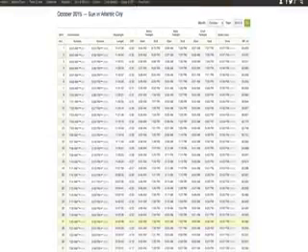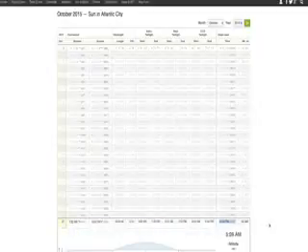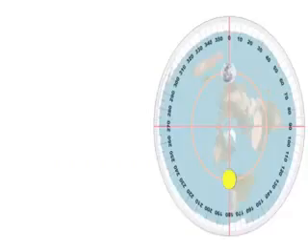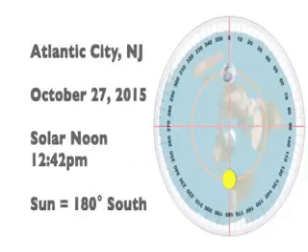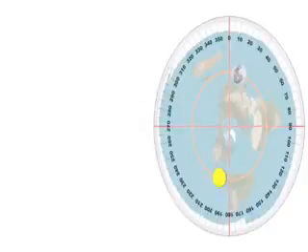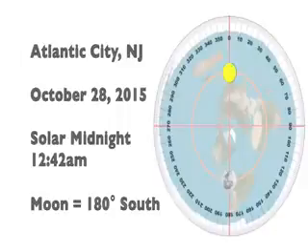It says that on October 27th, 2015, solar noon will be at roughly 12:42 p.m. So we can go back to my visual aid here. This is an image of solar noon at 12:42 p.m. for Atlantic City, New Jersey. The sun is directly south of my location. Now we can fast forward 12 hours, make the sun and moon rotate in the sky. And 12 hours later, we reach what I call solar midnight. At solar midnight on a full moon, the moon will be exactly 180 degrees south of you. That's because during a full moon, like tonight, the sun and moon are exactly 180 degrees opposite each other.